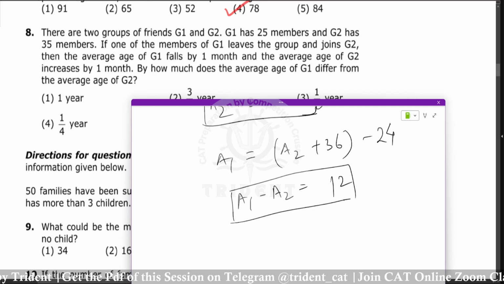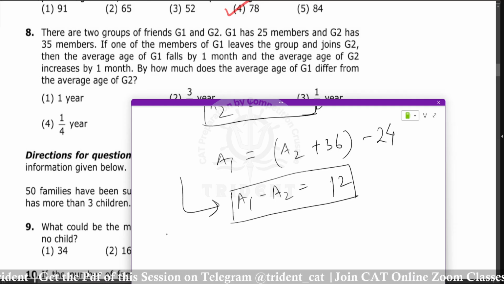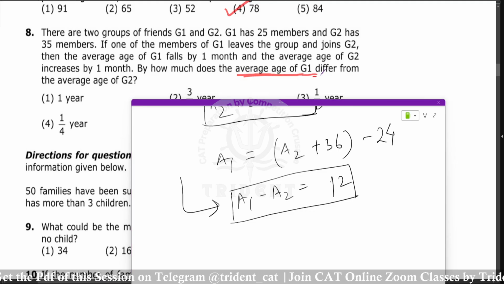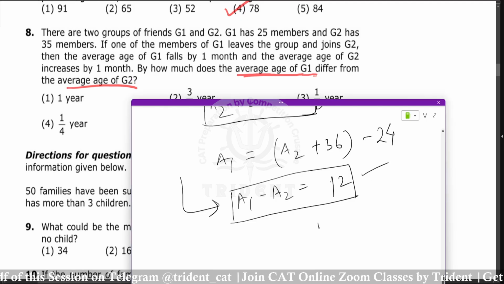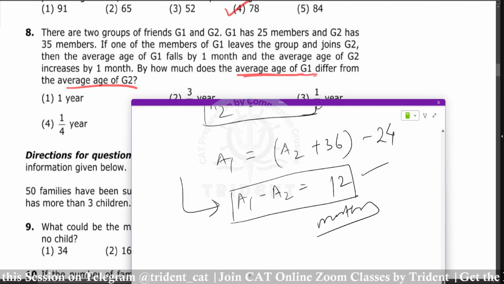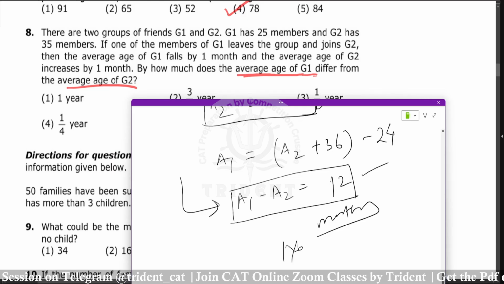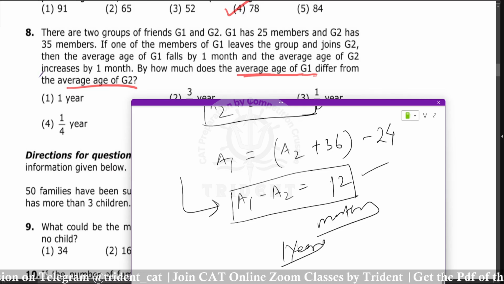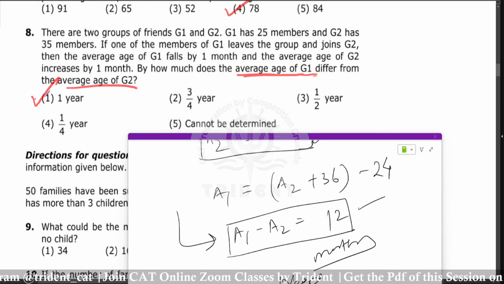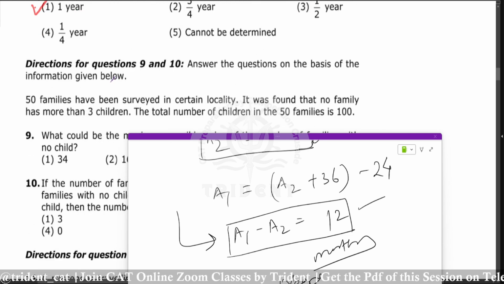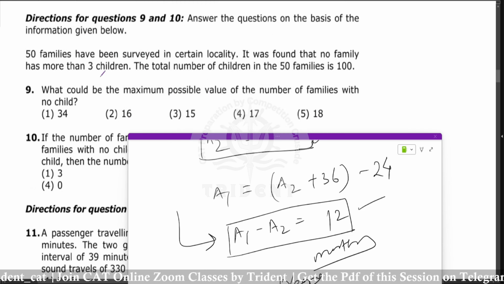And so they have asked us by how much does the average of G1 differ from the average of G2. The difference is 12 months. Okay, that is 1 year. You can say precisely 1 year is my answer, because I don't see any months in the options. So this has to be my answer. Okay, let's go to the next question.